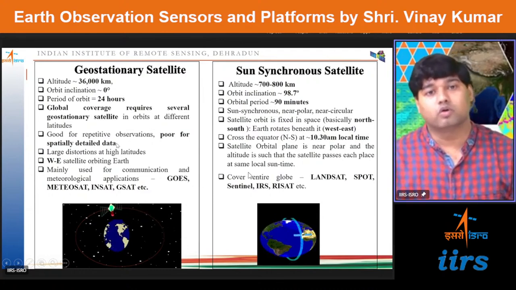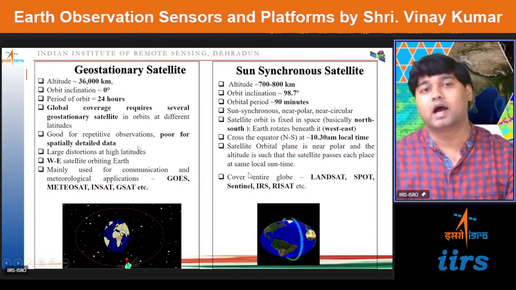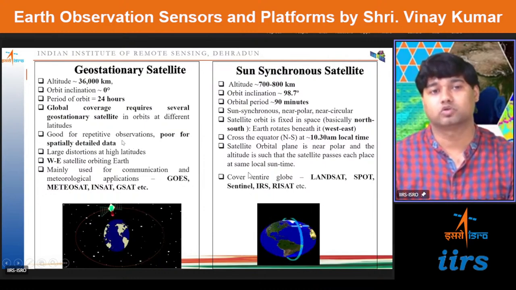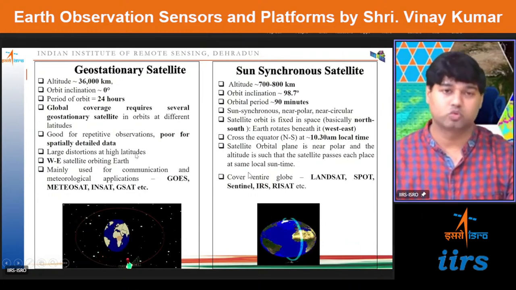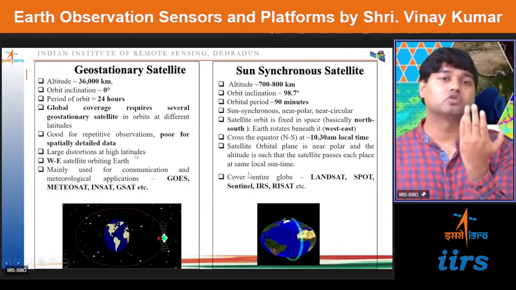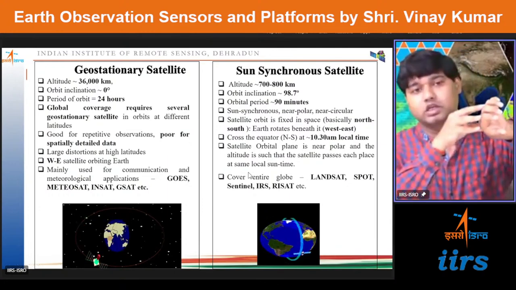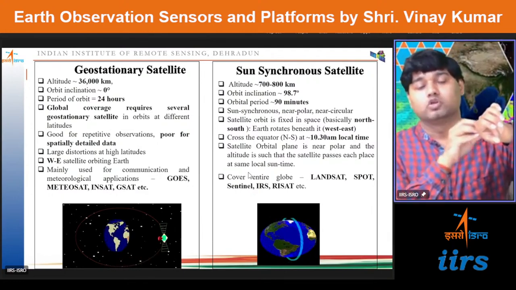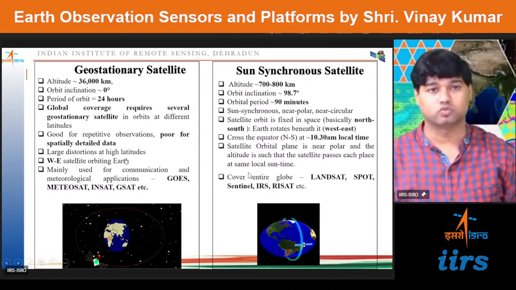This is good for repetitive observation, but poor for spatially detailed data. Because of the height, whenever I talk about spatial resolution, you will learn that height is one of the factors which plays a role in spatial resolution. Larger distortions at high latitudes means what? Your Earth's surface is not flat, it is curved. So whenever the data acquisition is taking place, the Earth curvature also comes into play. So that's why distortions are included at higher latitudes.